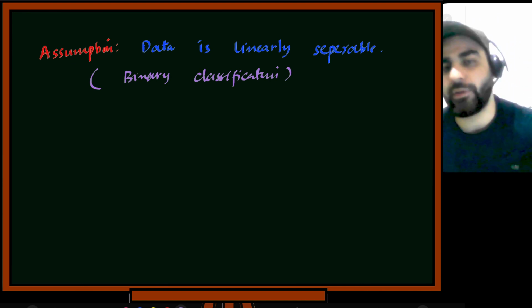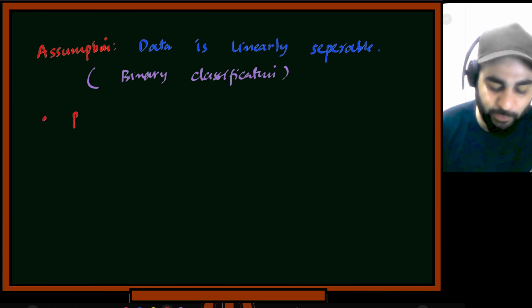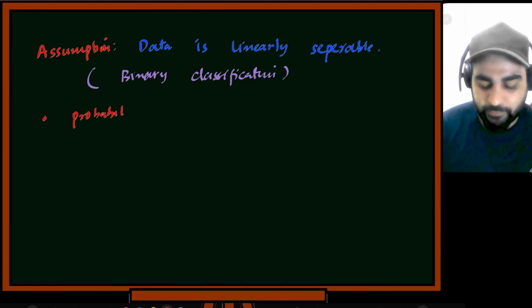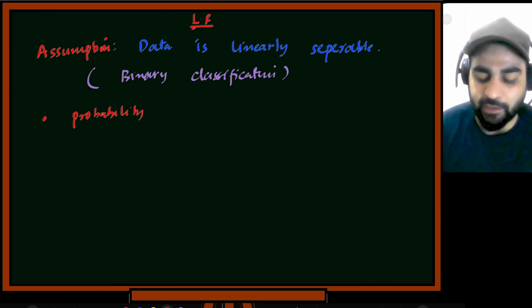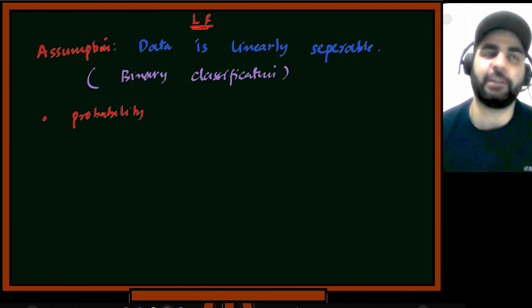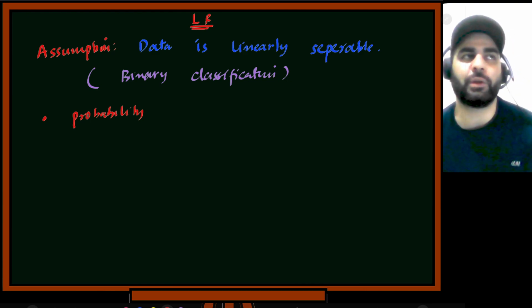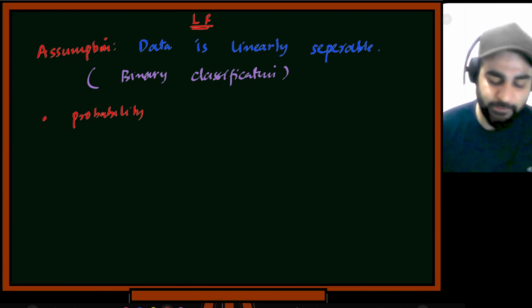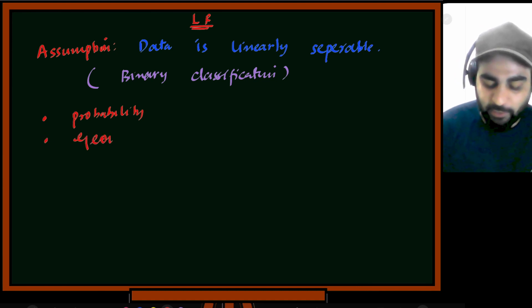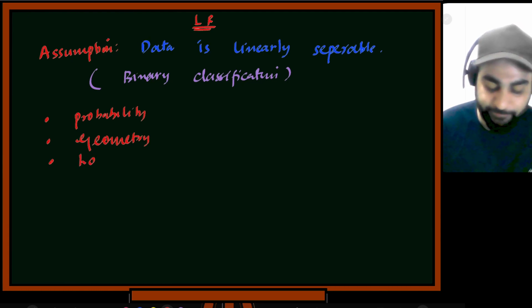I can explain this algorithm in different terms. It can be explained in terms of probability. This algorithm, logistic regression, I write as LR. Logistic regression can be explained in different ways: in terms of probability, in terms of geometry, and it can also be interpreted in terms of loss function and stuff like that.